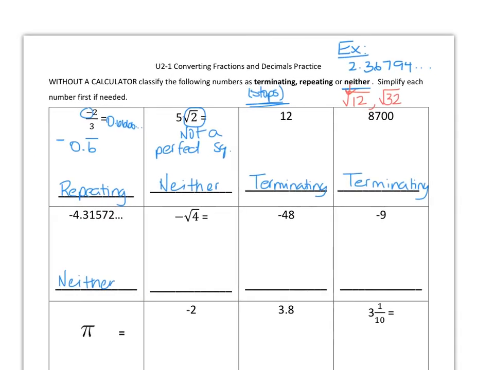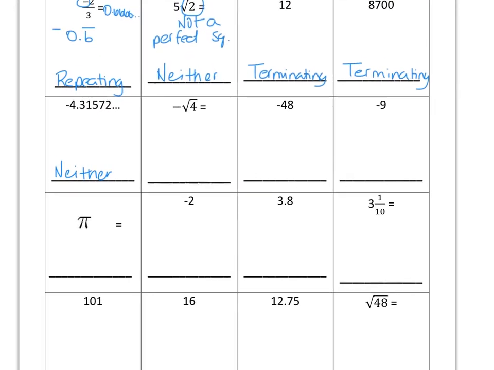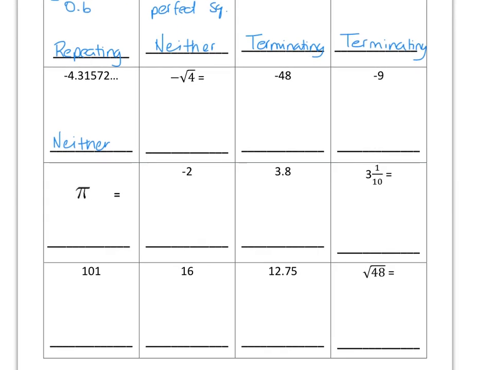Okay, so for homework tonight, go ahead and try the rest of the examples on the back page, and we will go over those examples in class tomorrow. So you're trying all of these examples. Remember, simplify the square root of 4 first. Change 1/10 to a decimal. Can you simplify the square root of 48? Is 48 a perfect square? If the answer is no, then it falls under the neither category. Okay, if you have any questions, just jot them down.